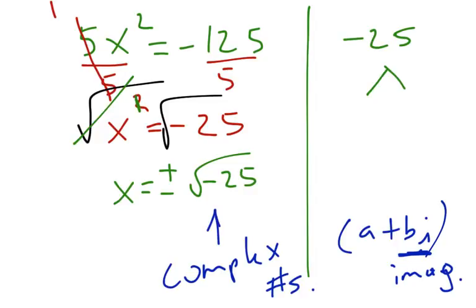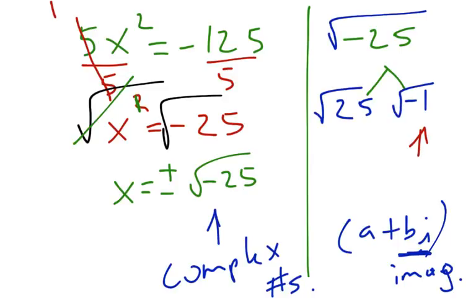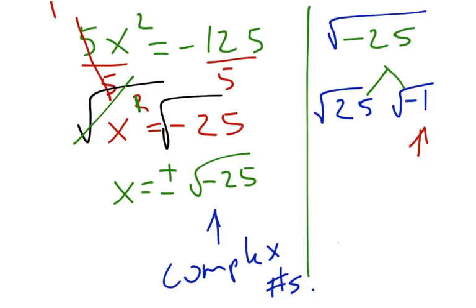Now I'm going to break that negative 25. Again, we always break the number into the positive number times negative 1. Why? Because I have square root of negative 25. That square root of negative 25 is square root of 25 times square root of negative 1. And we know now that square root of negative 1 turns into i. Square root of negative 1 is i. Square root of 25 is equal to 5. Okay? So my answer is going to be the following.